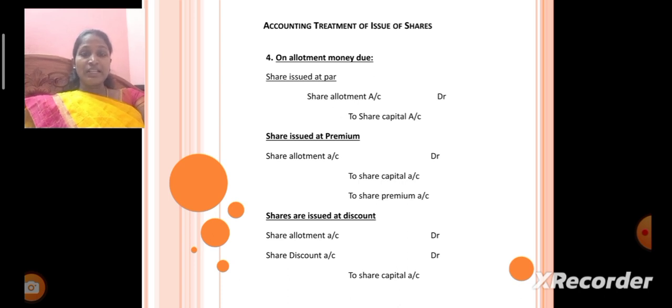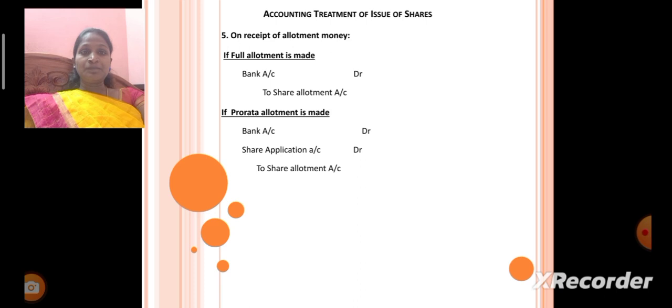Here three cases are followed: shares issued at par, shares issued at premium, shares issued at discount. If shares are issued at par, the entry is Share Allotment Account Dr. to Share Capital Account. If it is a premium, Share Allotment Account Dr. to Share Capital Account, to Share Premium Account or Securities Premium Account. If it is a discount, Share Allotment Account Dr., Share Discount Account Dr. to Share Capital Account. On receipt of allotment money, Bank Account Dr. to Share Allotment Account.